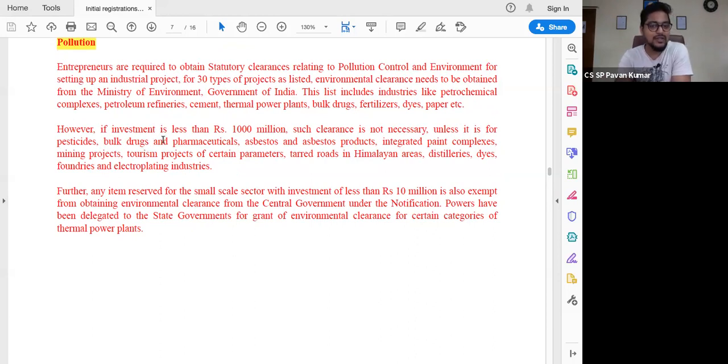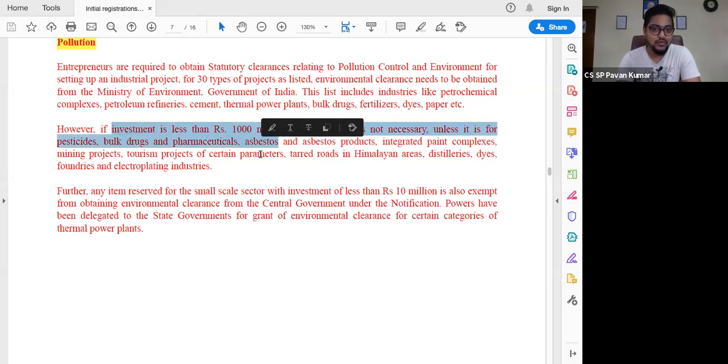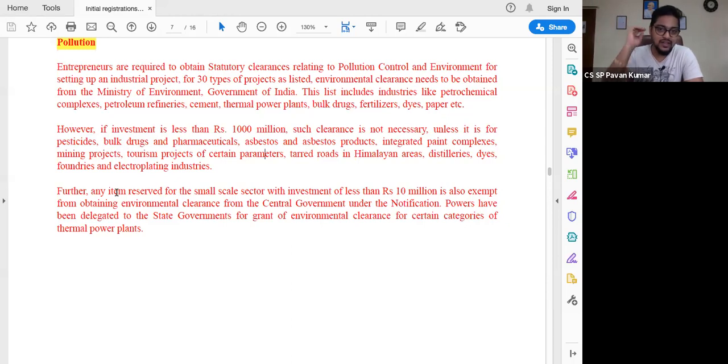However, they're again giving an exemption. If the investment is less than 1,000 million, such clearance is not necessary, unless it is pesticide, bulk drugs, pharmaceutical, asbestos. You would have seen these asbestos sheets, the white thick ones. Also integrated paint complexes, mining projects, tourism projects in certain areas, and the terrains of the Himalayas. You'll have to get clearances for all these because they ensure those types of areas do not get polluted.